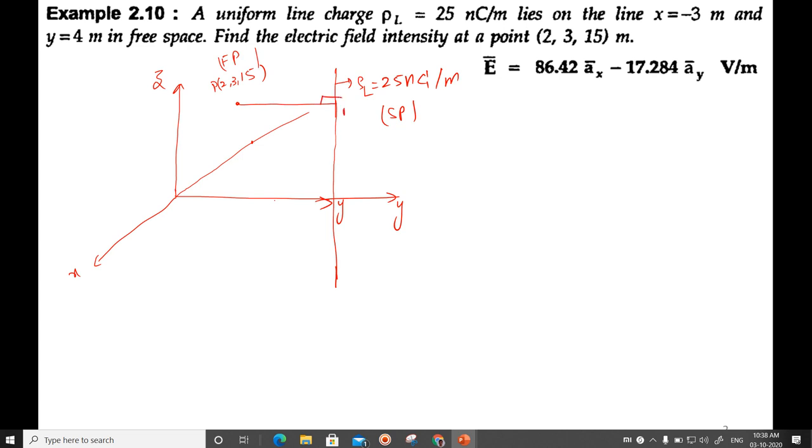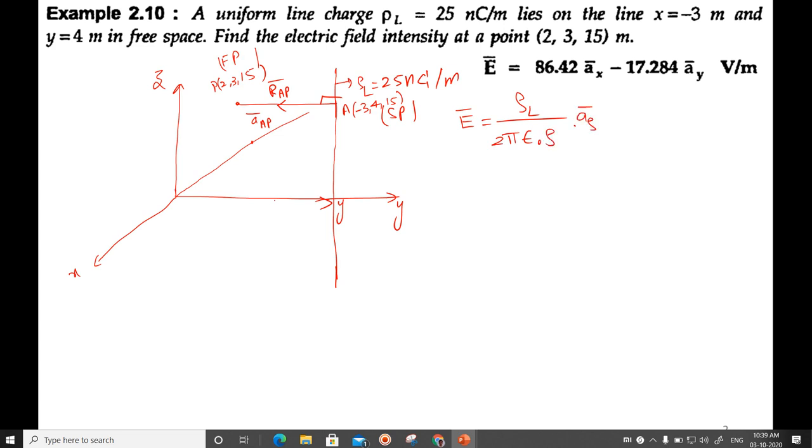Let me call this as A. What are the coordinates? X is fixed, that is minus 3 and y is plus 4 and z we will see, right? Z is 15 here, means it has to be 15 here also. Look at the field point, it is 15 here, so I am taking 15 so that it will be perpendicular, right? Okay, next we know the electric field intensity due to the infinite line charge. Let me call this R A to P, then unit vector as a A to P. And we know the formula, the electric field intensity E due to the infinite line charge is given by rho L by 2 pi epsilon naught rho into a rho.